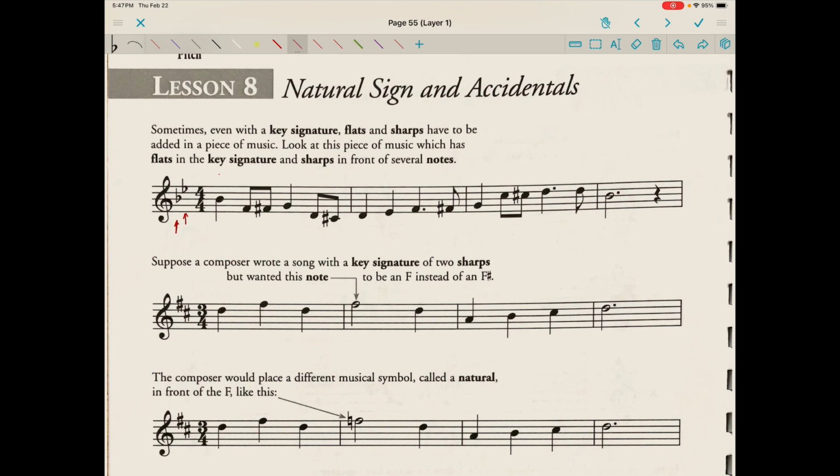So this is a B, but it's actually going to be a B flat. And this is an E, but because of the key signature, it's actually going to be an E flat. And this is another B, and because of the key signature, it's actually going to be a B flat. Suppose a composer wrote a song with a key signature of 2 sharps, but wanted this note to be an F instead of an F sharp.